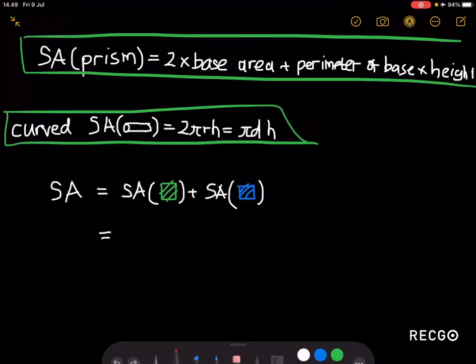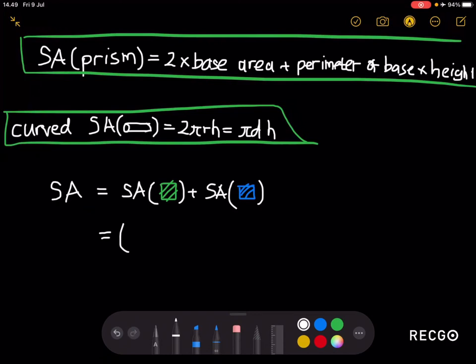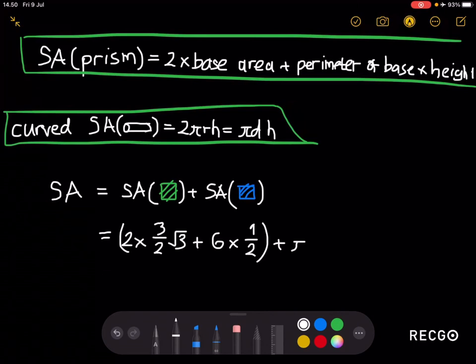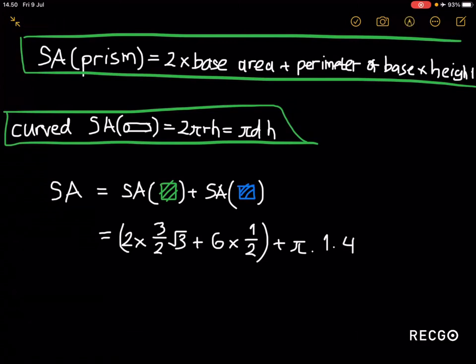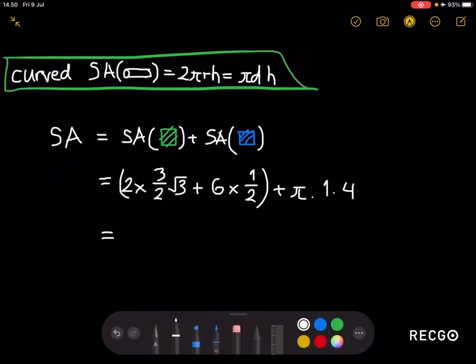For the surface area of the prism, it will be 2 times its base area, which is 3/2 times square root of 3, plus the perimeter, which is 6, since we're adding 1 six times for the number of sides in the hexagon, times its height, which is 1/2, plus the curved surface area of the cylinder. That will be pi times its diameter, which is 1, times the height, which is 4, leaving us with a final answer of 3 times square root of 3 plus 3 plus 4 pi, which ends this video.